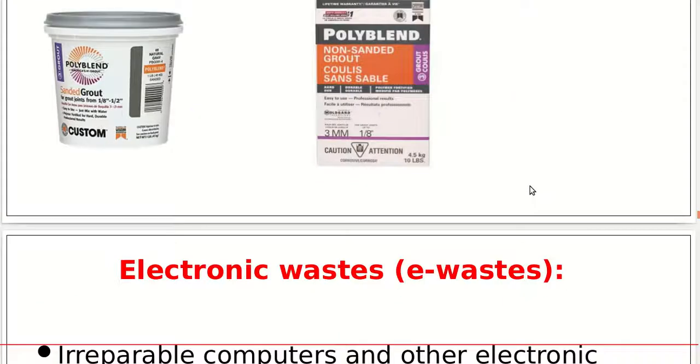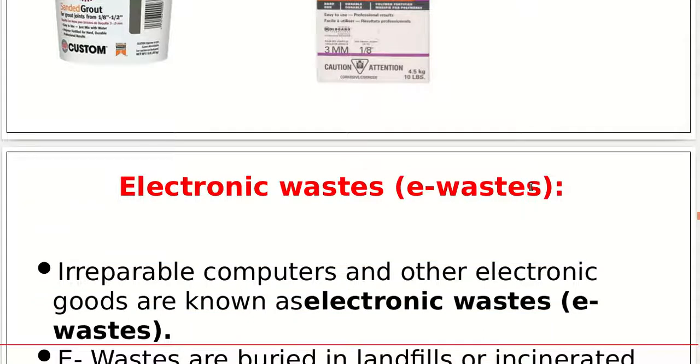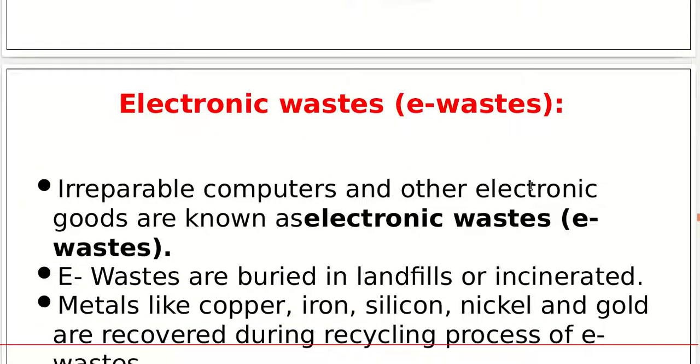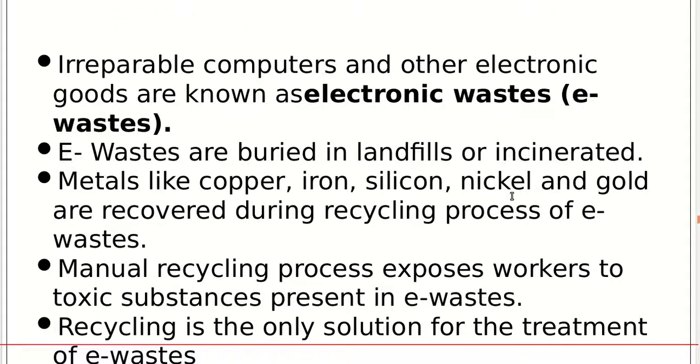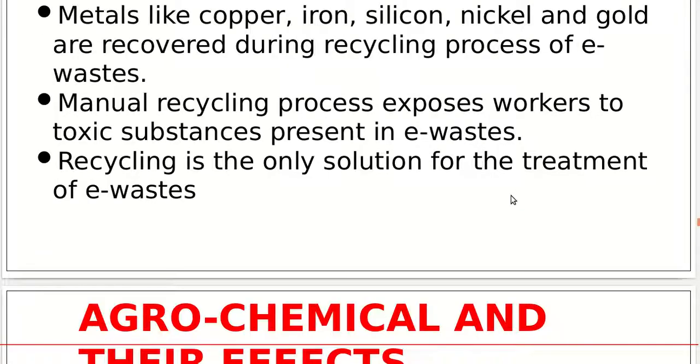Ahmed Khan from Bangalore. E-waste is nothing but electronic waste. Today we are using a lot of gadgets, so the irreparable computers and other electronic goods are known as electronic waste or e-waste. E-waste is buried in landfills or incinerated. The metals like copper, iron, silicon, nickel and gold are recovered during the recycling process of e-waste. The manual recycling process exposes the workers to toxic substances present in the e-waste. Recycling is the only solution for the treatment of e-waste.